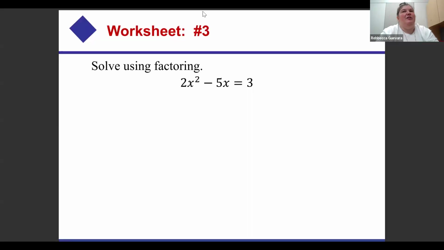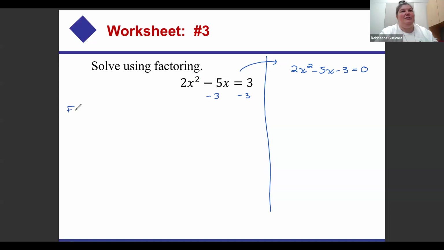So this one's going to be another one of those AC methods. First thing we want to do is subtract 3 from both sides so that we have, I'm going to write it over here while I break it up, 2x squared minus 5x minus 3 equals 0. So that is the rewritten version of this.